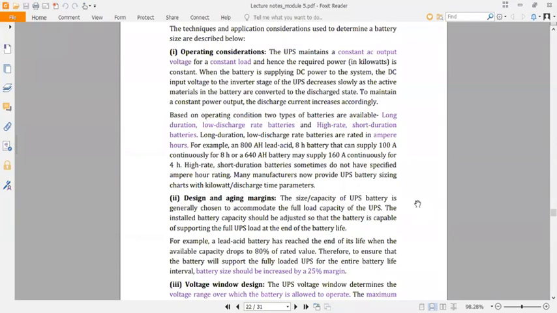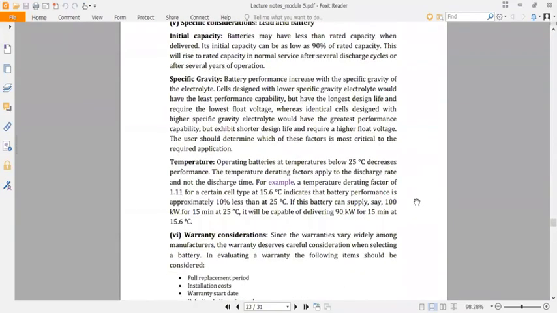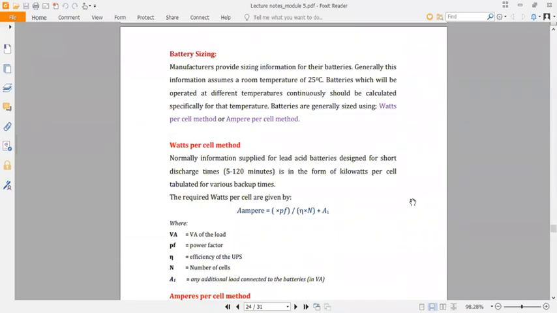So that is about the UPS and battery. Yeah, one more thing is there. How we will calculate the size of the battery.